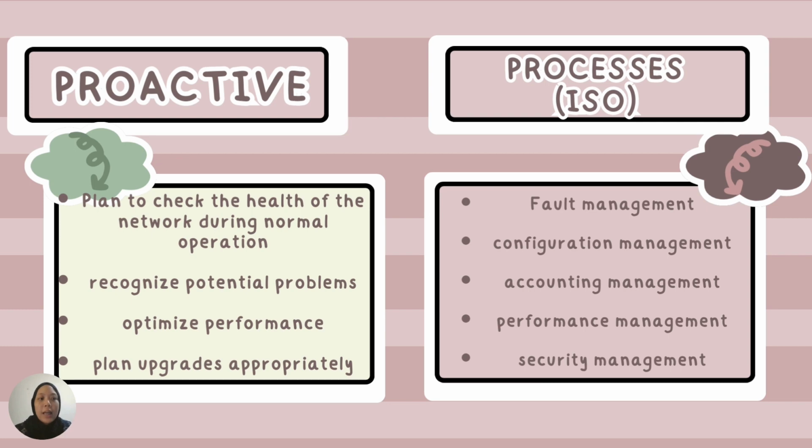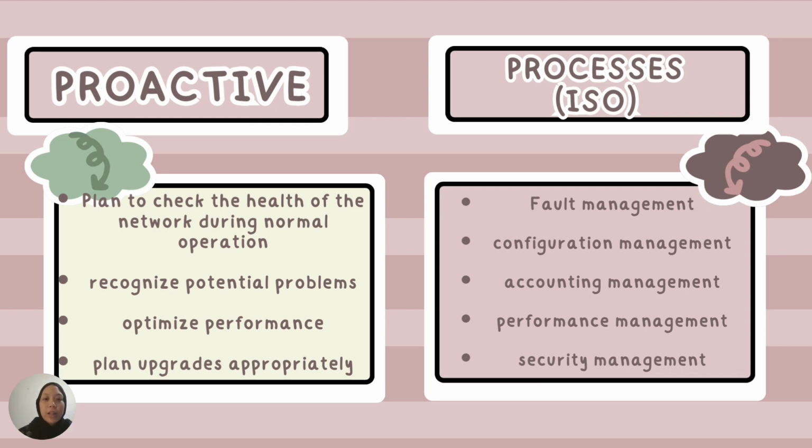For optimized performance, this involves continually fine-tuning configurations, adjusting resource allocations, and implementing best practices to enhance overall efficiency. Proactive performance optimization is an ongoing commitment to excellence. Plan upgrades appropriately, like anticipating future needs, analyzing current network behavior, and applying upgrades strategically. This ensures that our network remains not just current but also prepared for future challenges.